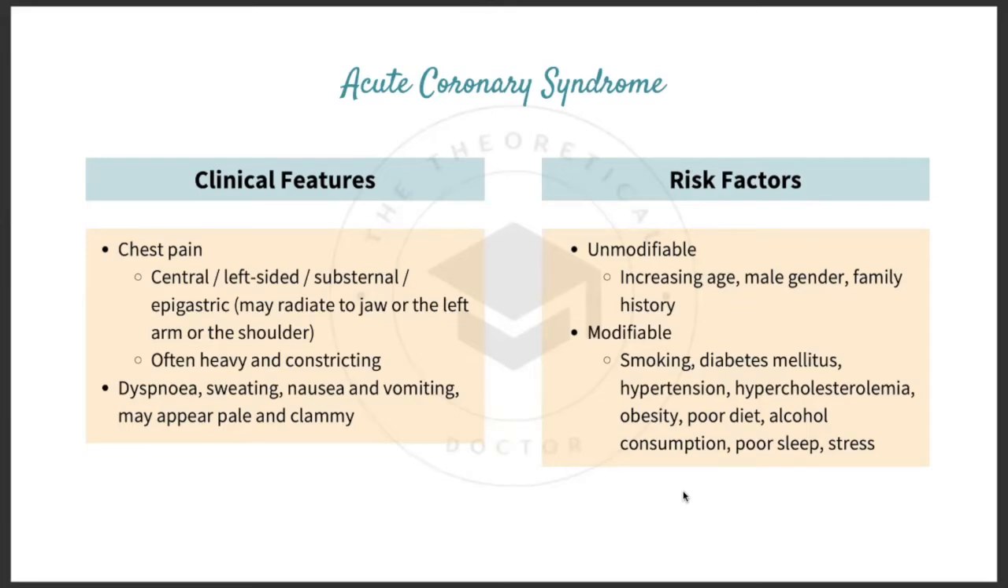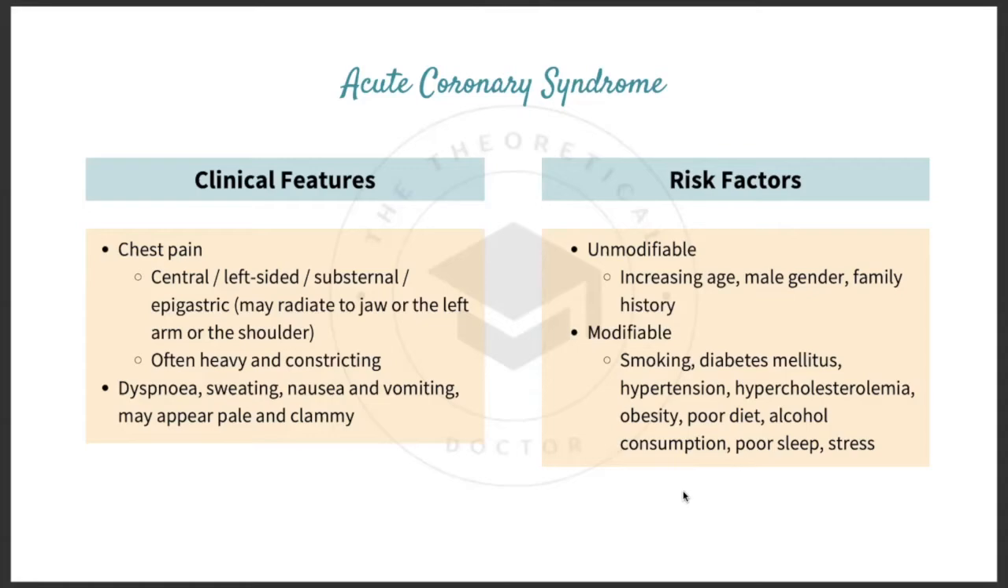And when it comes to the chest pain, it's often heavy and constricting. It feels like an elephant is sitting on their chest, or they may even feel like they're doomed. So there are a few other associated clinical features: dyspnea, sweating, nausea and vomiting, and they may even appear pale and clammy.